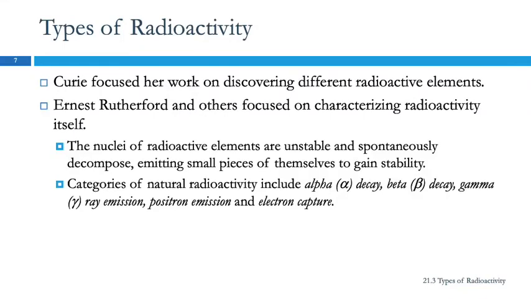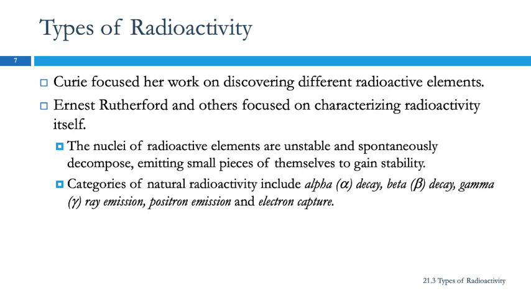So Marie Curie focused her work on discovering different radioactive elements, but Ernest Rutherford and several others were working on characterizing the radioactivity itself. What is this thing that's being emitted and causing the photographic paper to darken? So we now know that it's the nuclei of radioactive elements that are unstable. They're going to decompose and they're going to shoot out small particles. Why do they do this? They do this to become more stable.